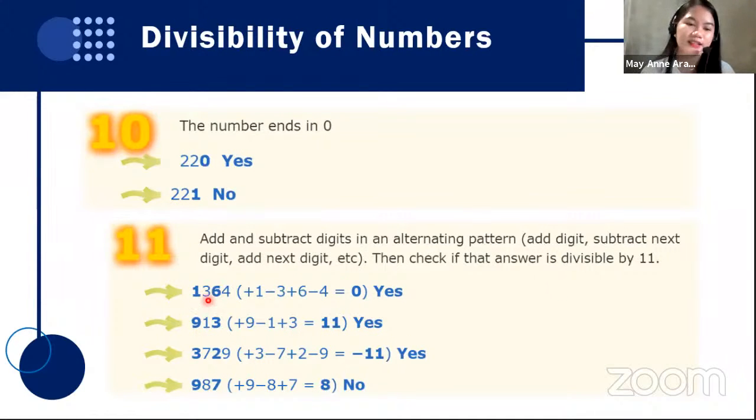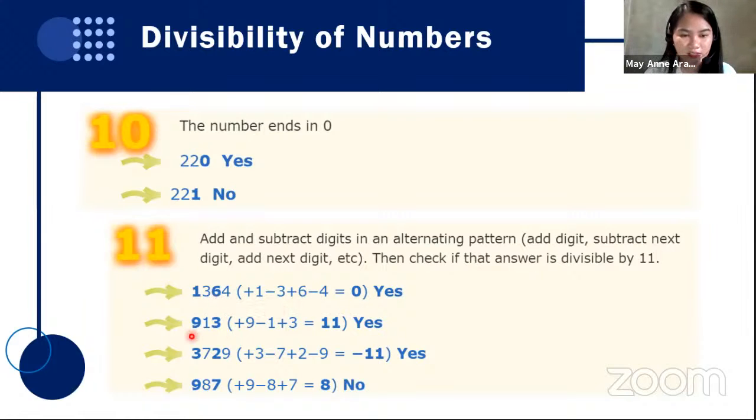So for 1,364, we add, subtract. So 1 minus 3 plus 6 minus 4. Well, the result here is 0. Since 0 is divisible by 11, the answer is yes. So this is divisible by 11.